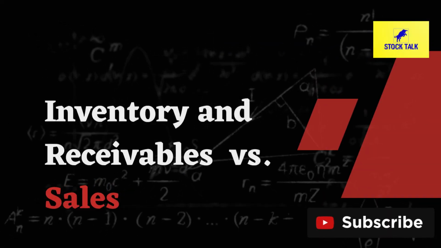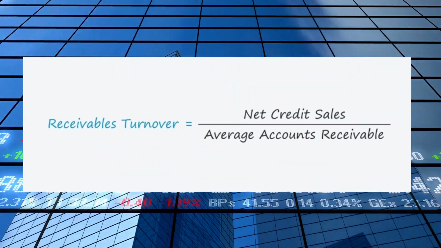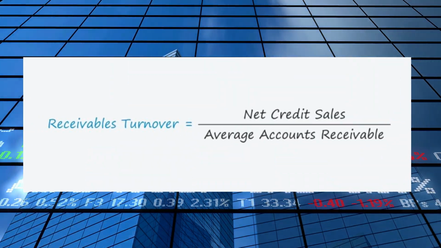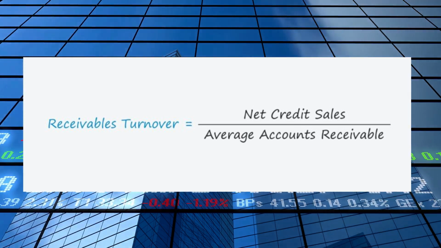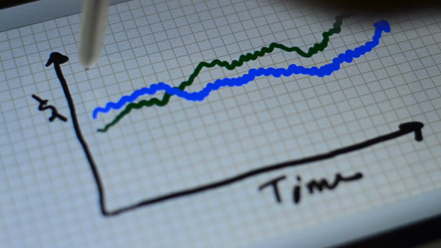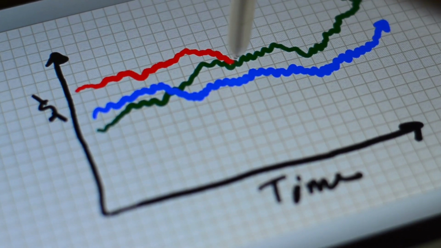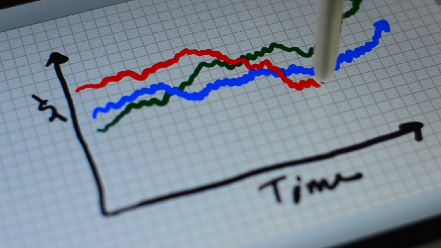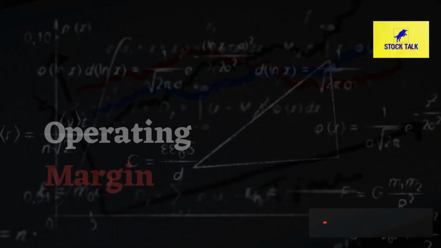Inventory and receivables growth versus sales growth. Lynch warned against companies where inventory and receivables grow faster than sales, as this can indicate potential issues with product demand or collection problems. For example, if a company's sales are growing at 10% annually, but its inventories are growing at 20%, it might suggest that the company is overproducing or facing declining demand for its products.